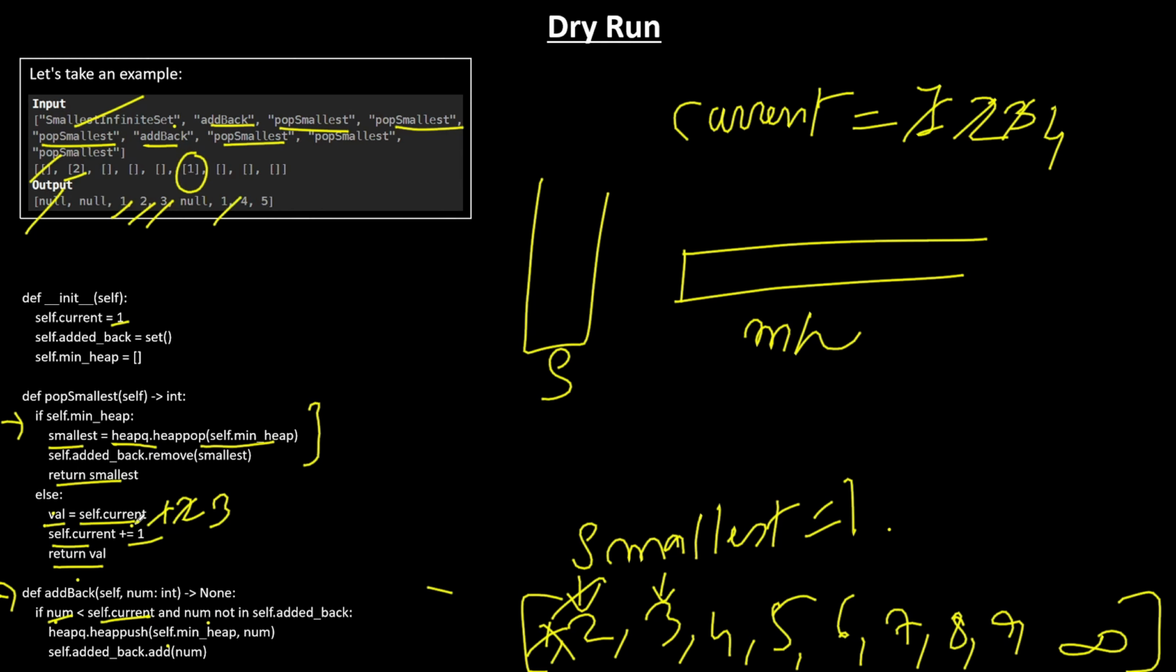Okay. Now you go back. This is done. So when you go back, you check if the min heap is empty. Yeah, it is empty. So you come back to this. Now, what is the current value? It's 4 now, right? And then you increment the current to 5 and you return the val. Now, val was 4, right? So you return 4. Again, you go back, you check: is the min heap empty? Yeah, it is empty, right? Because you have to pop smallest again.